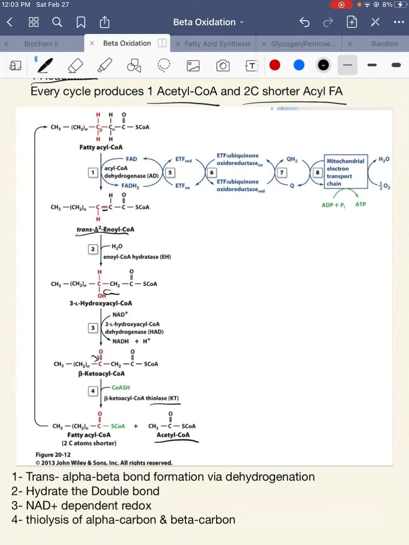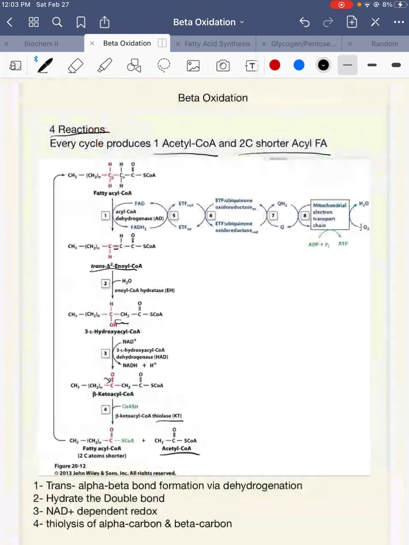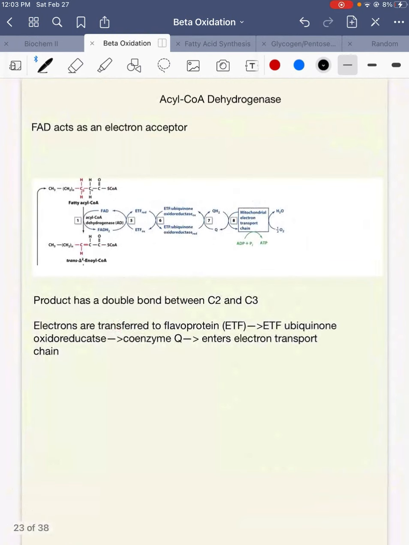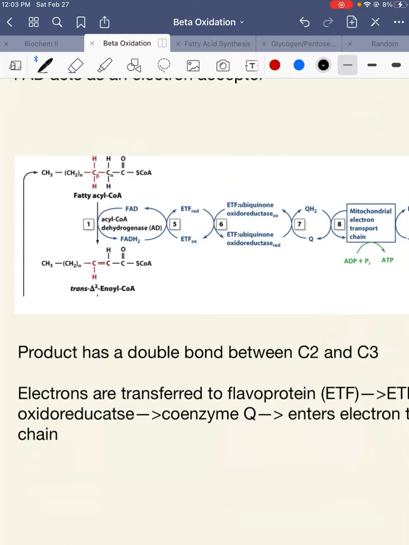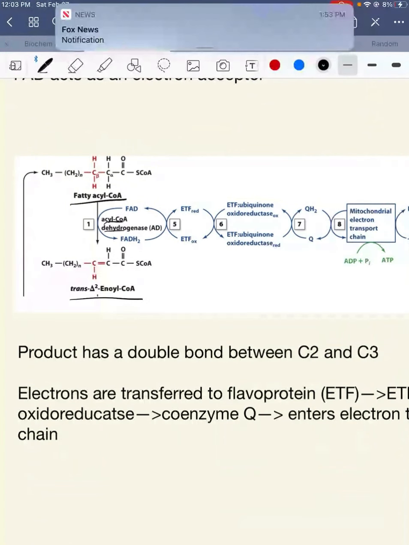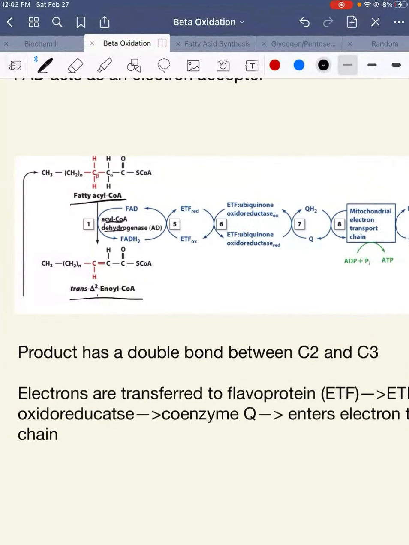Okay, so let's break it down into 4 parts so it's easier to look at. So this is the first reaction. We have fatty acyl-CoA going to trans-enol-CoA. Acyl-CoA dehydrogenase basically oxidizes the fatty acyl-CoA by making this double bond. So when we do that, we reduce FAD into FADH2.